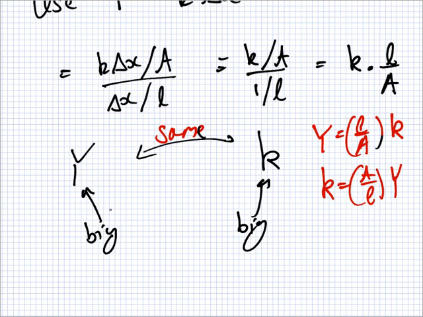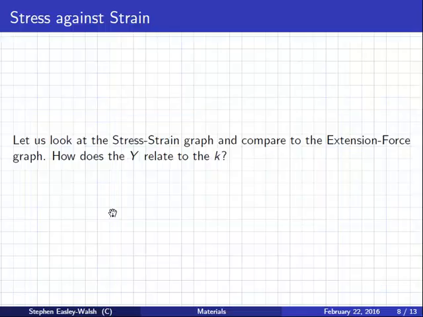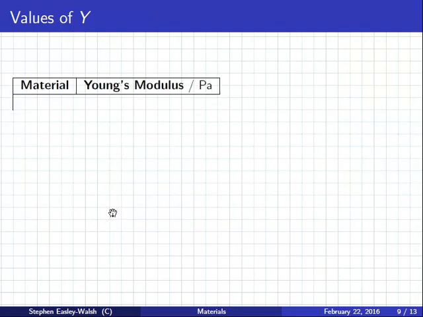Okay, continue. So let's have a look at some constants for Young's modulus. Right, so the first material is rubber. 0.1 times 10 to the 9 pascals, that's rubber. So you'll need these values here.